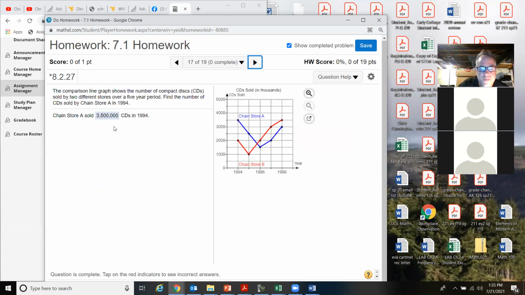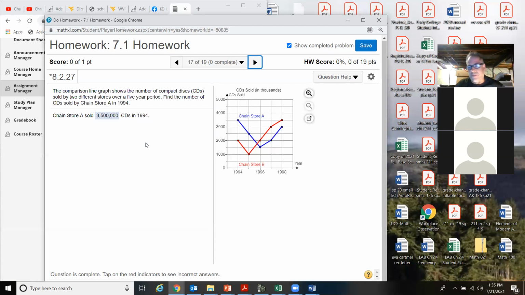Another line graph. How many CDs were sold in 1994? A is in blue. 94. Go up to here. Now I've got 3,000 and then 4,000. Notice this is saying CDs sold in thousands. That would mean whatever number I have here, add 3 more zeros. So from here to here, that's 3,500. 3,500 plus add the 3 zeros for the thousands, which is where that number comes from.